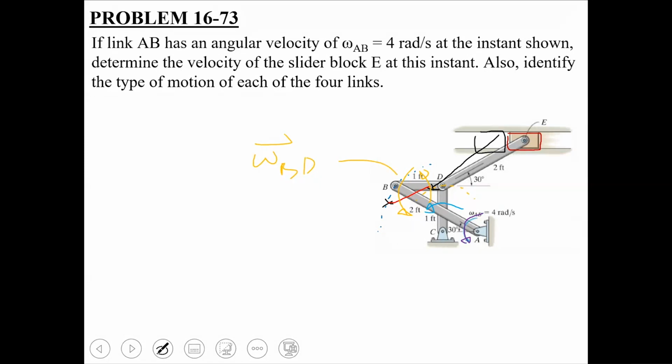So what type of omega this DE would undergo, clockwise or counterclockwise? Counterclockwise. So omega DE is also going to be in a counterclockwise direction. ठीक है? So अगर हम इन पांचों links को देखें, one is in translation, which is piston E. 2 of them are in rotation, which is link AB and CD, whereas the remaining 2 links, which is link BD and DE, they are in general plane motion. So accordingly, we are going to apply the relative velocity equation on link BD and DE. Is this point clear to all of you? Yes sir.